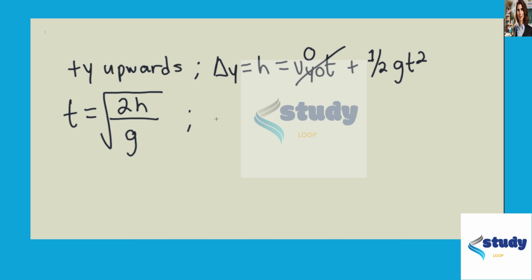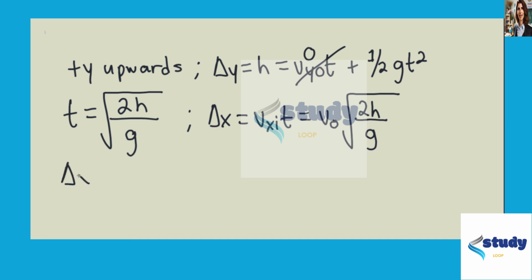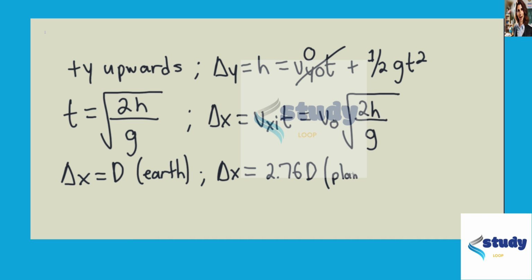And we have then that, because there isn't any acceleration in the x direction, delta x is going to be equal to vx initial times t, and this would be simply equal to v initial, because they're being fired perfectly horizontally, multiplied by the square root of 2h divided by g. And so now we know that delta x equals d on Earth. However, delta x equals 2.76 d on planet X.